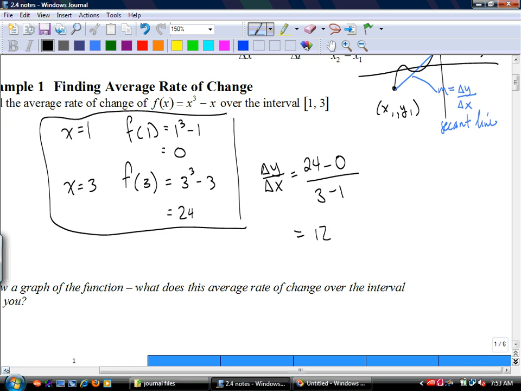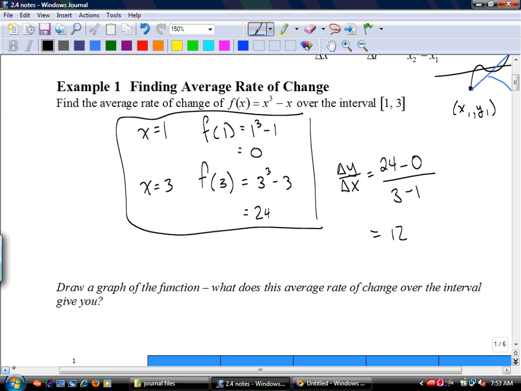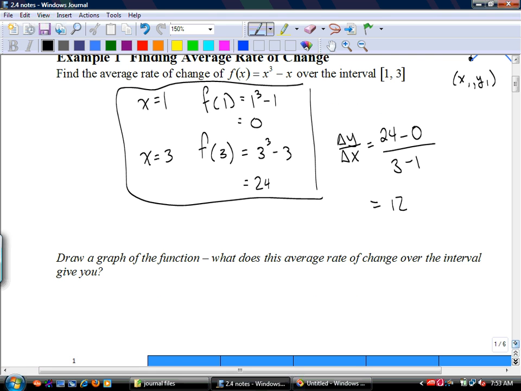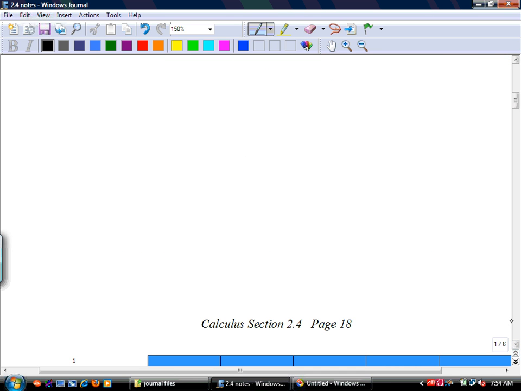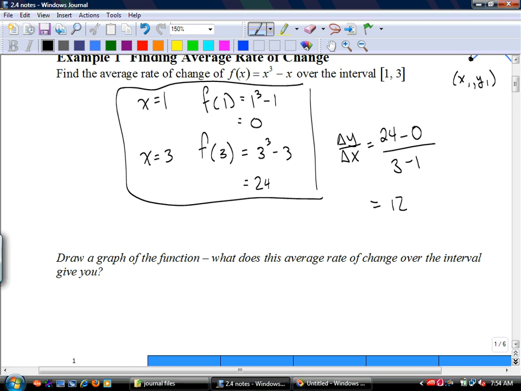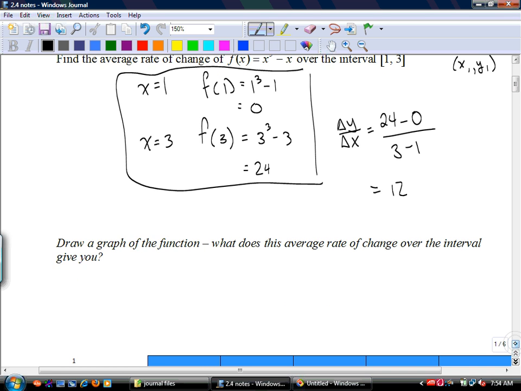Draw a graph of the function. What does this average rate of change give you? It gives you the slope of the secant line. Do we need to say that again? No? It gives you the slope of the secant line. Do you want me to draw a picture of that, or do you kind of get the idea? I said it gives you the slope of the secant line.